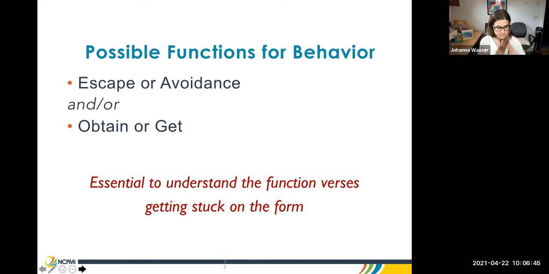And so again, this is Phil, my mentor, speaking to me, as sometimes we get so stuck on the form of the behavior, like spitting, hitting, kicking, that we get so stuck in the mindset of that particular behavior that we miss the point of what is the function of that behavior. Okay, because that's what we need to address, is the function.